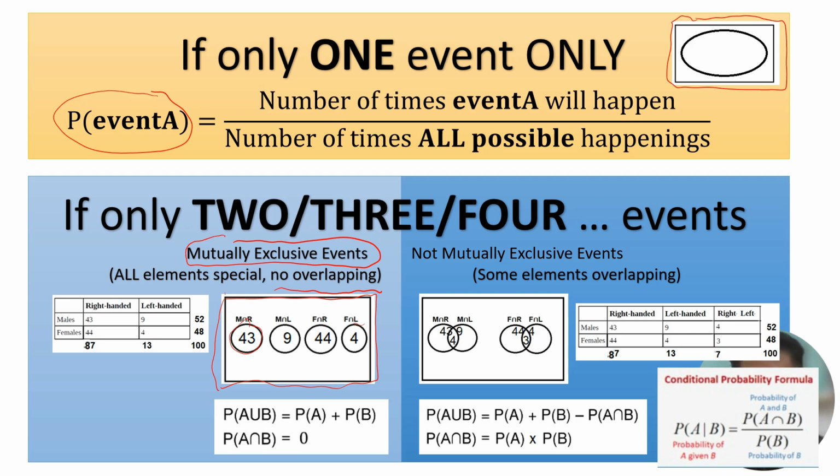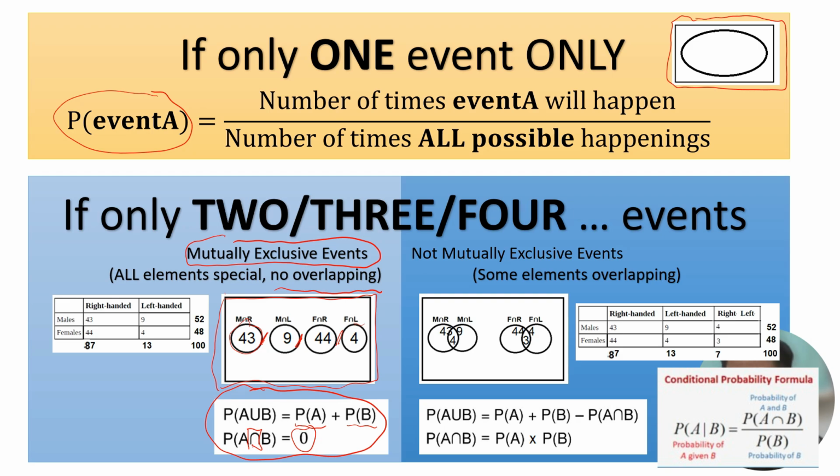The formula that we're going to use most likely is this: the union of event A and event B equals the summation of the probability of event A and the probability of event B. Since there is no intersection between those events, the intersection equals 0. There's no overlapping, nothing between those events.